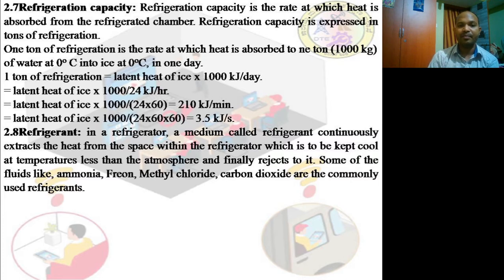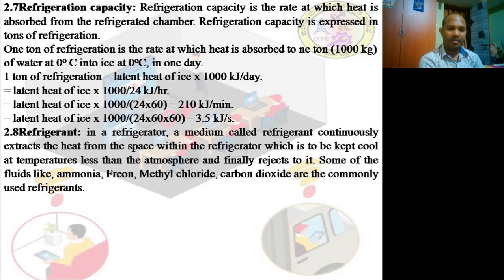Because we have 24 hours in a day, I divide by 24 to convert kilojoules per day into kilojoules per hour. Now I further reduce it to kilojoules per minute by dividing by 60. Is that clear? If I divide once again by 60, I get it in kilojoules per second. This is the actual value for one ton of refrigeration, and this is how you have to calculate. So the latent heat of ice into 1000 leads to 3.5 kilojoules per second of refrigeration capacity. That is, 1 ton of refrigeration is 3.5 kilojoules per second, or 210 kilojoules per minute.